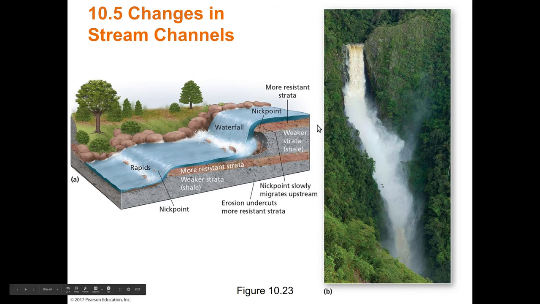Waterfalls migrate upstream. So here we have strong rock, weak rock, strong rock. What's going to happen is erosion is going to erode away the weak rock until the strong rock breaks, and then it's going to erode back, and the strong rock is going to break, and it's going to erode back. So Niagara Falls, for example, is retreating upstream into Canada.